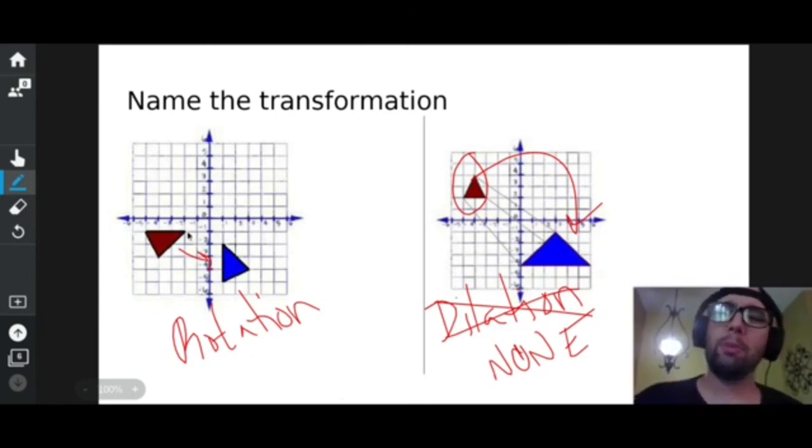Well, that's it for Chapter 2. Chapter 2 is a tricky one, so make sure you know your shapes, make sure you know your graphs, and that should do it. Bye!